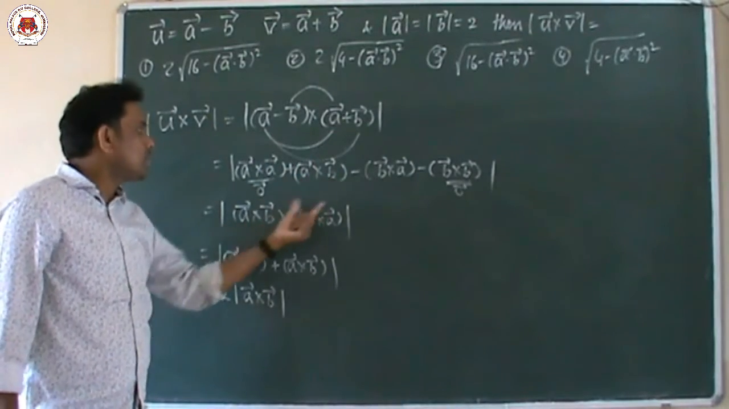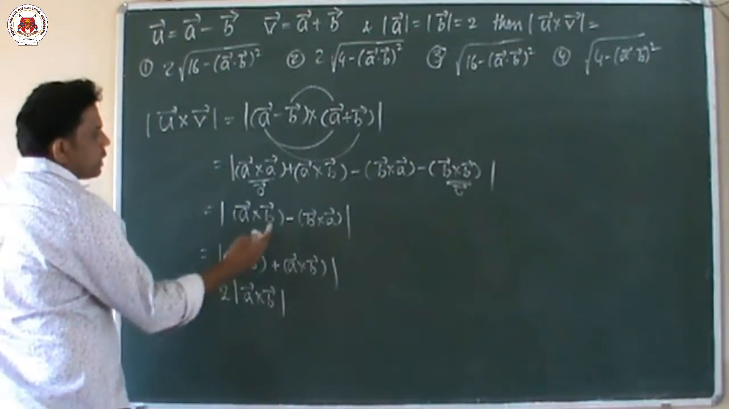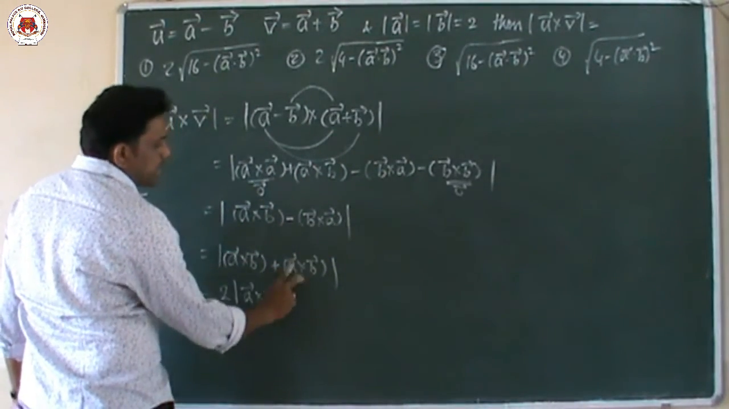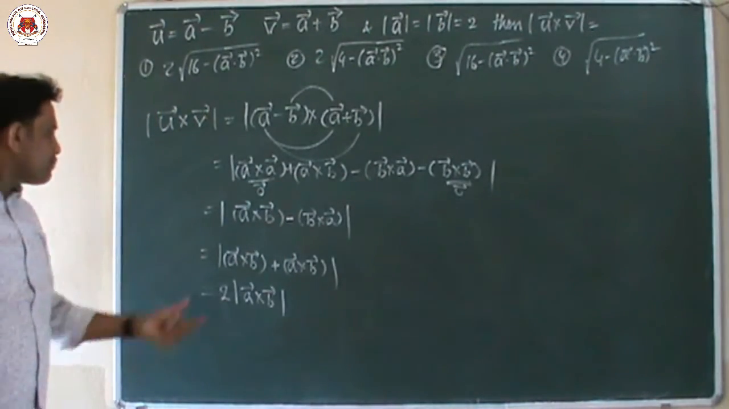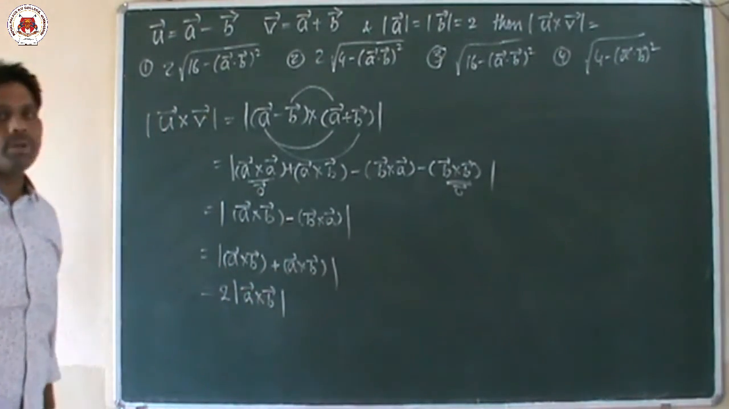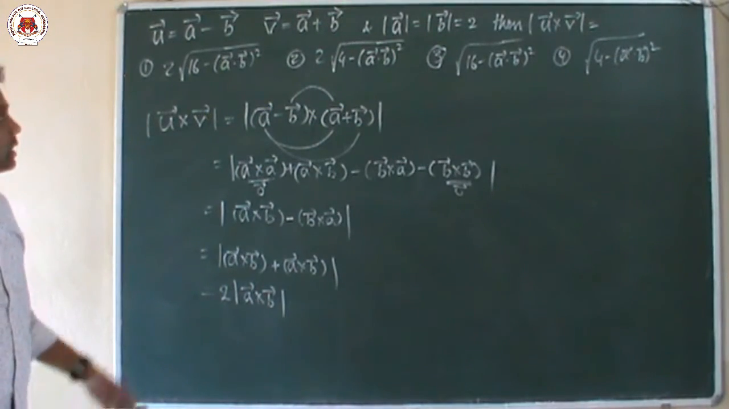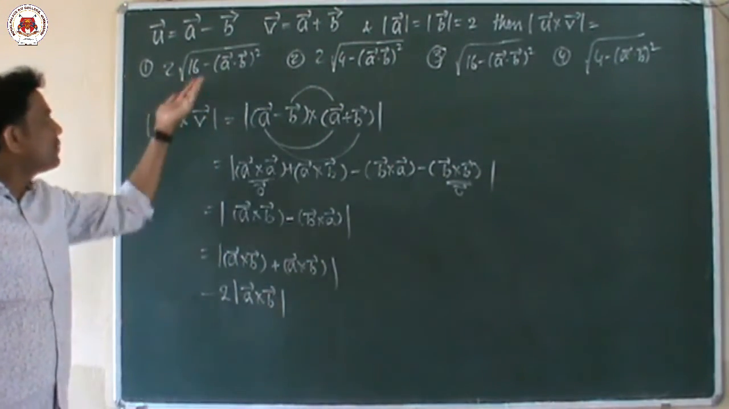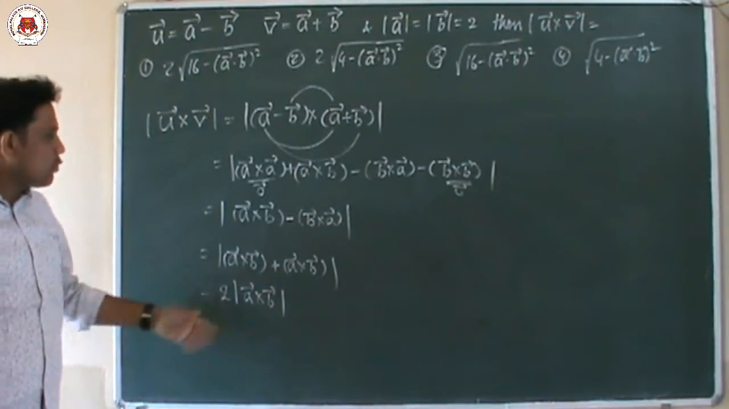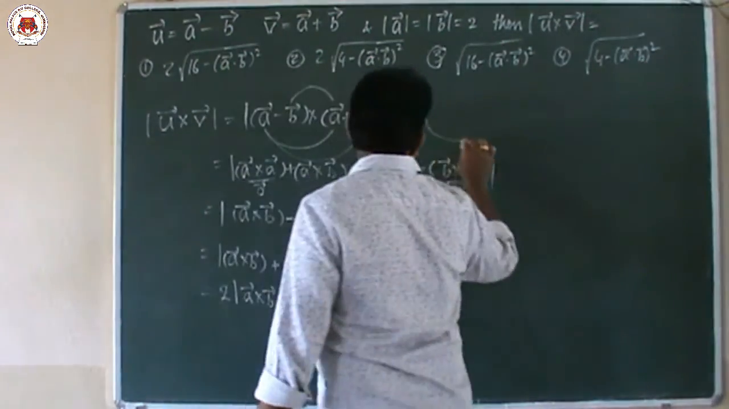Then the remaining is A cross B minus B cross A. If you want to write B cross A as A cross B, then the sign will be changed. Negative sign is converted to positive sign. A cross B plus A cross B is nothing but 2 into mod of A cross B. The problem is that in these options there is no A cross B. There is no such option. So we got this answer, but we still have to write more.